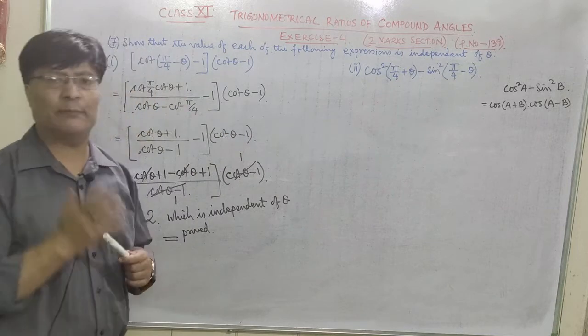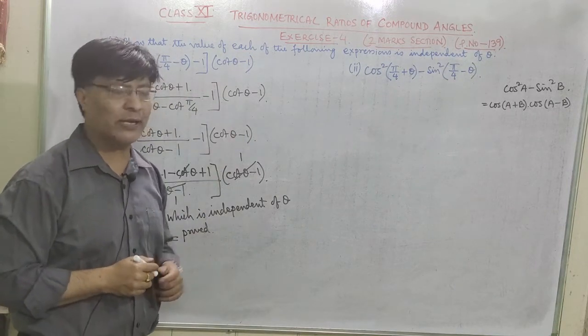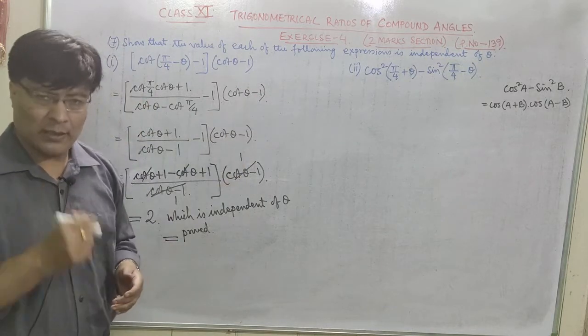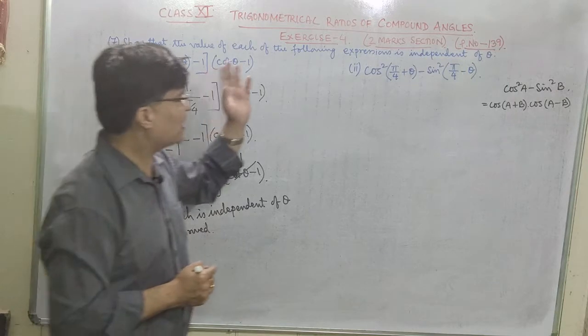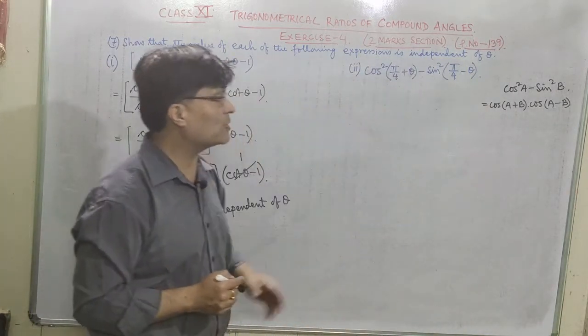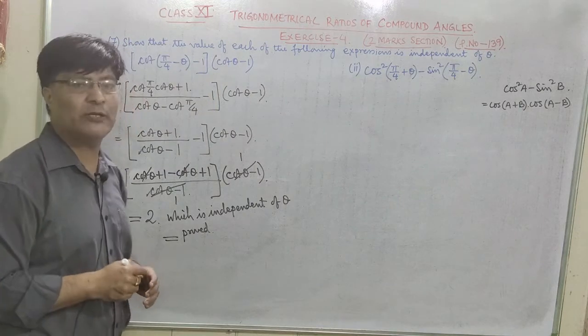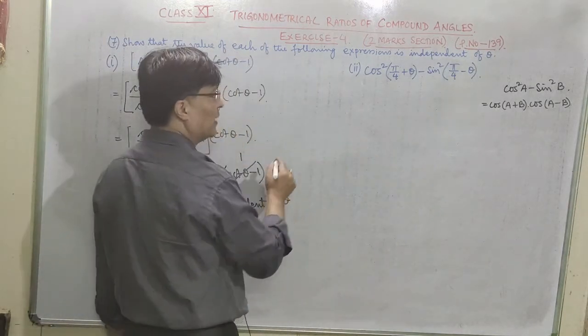So you should know it. We have done this formula at the beginning of this chapter, that is trigonometrical ratios of common angles. You can check that. You can compare that one. You can revise that formula, that is cos square A minus sin square B is equal to cos of A plus B into cos of A minus B. Okay, so you can revise that formula, right?